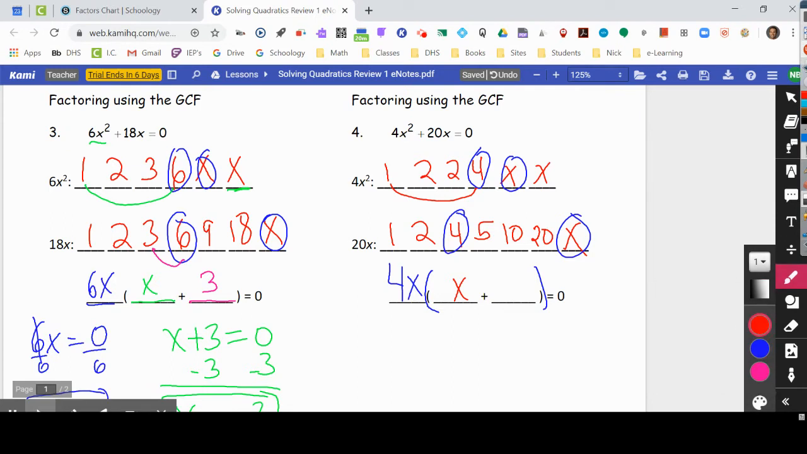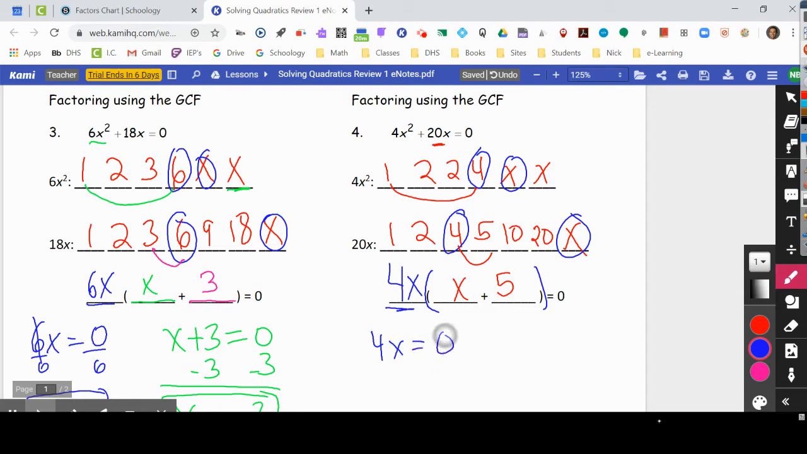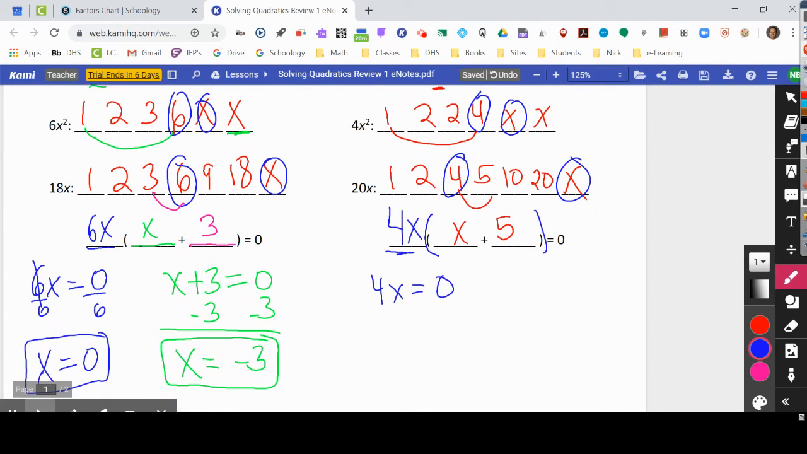Now I have to ask myself, 4x times what will give me back my 20x? Well, 4 times 5 is my 20. I have my x, so I don't need it. There's no x that's going to go in here, and that makes sense because 4x times 5 is 20x. Now that I factored it, I'm ready to solve my equation by setting each product equal to 0. So you need to write 2 equations every time and solve both equations.